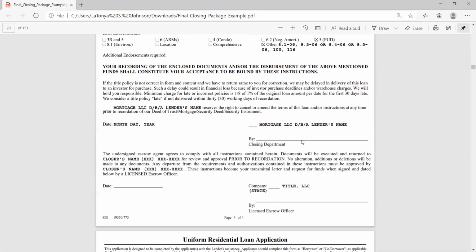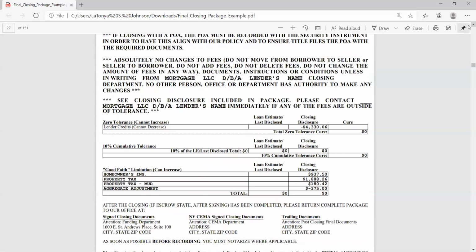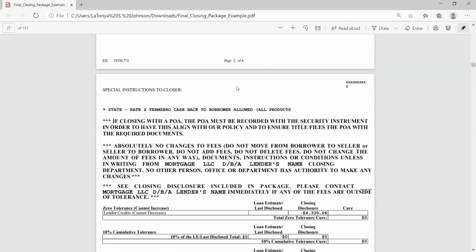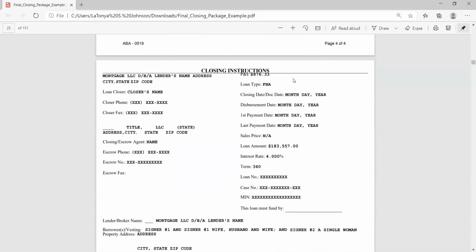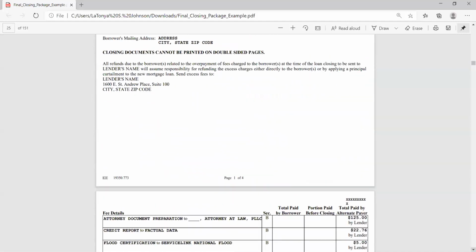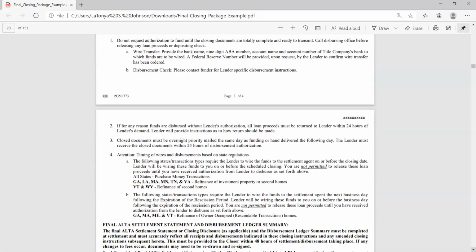This is a document that you don't have to sign, nor your client. This is for the closing department to sign, and this is something that they actually have to notarize themselves. I've seen this document quite a bit. It's instructions to the closer. You are not the closer, okay? You are the remote notary. So closing instructions, this document is not for you to sign. Again, this is for the actual title company to sign, and if it requires notarization, then they perform that notarization, not you.